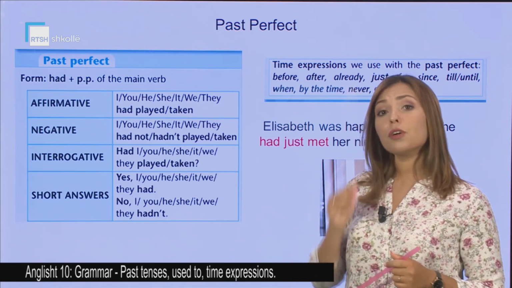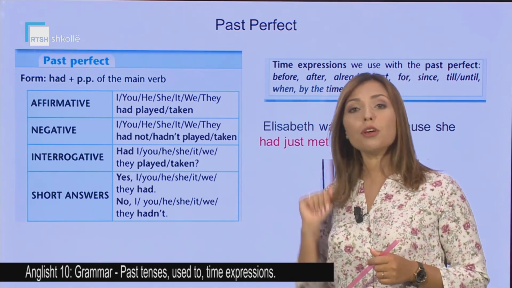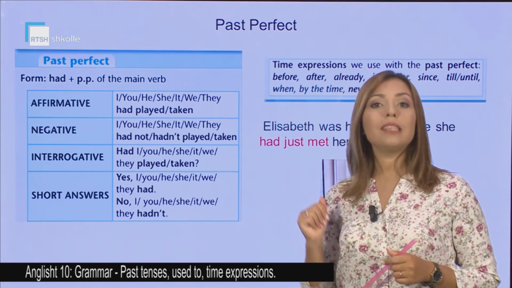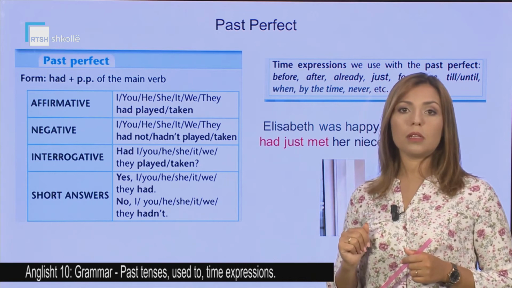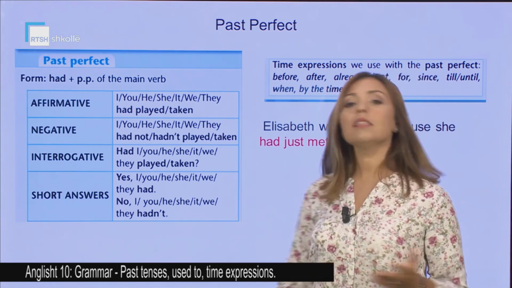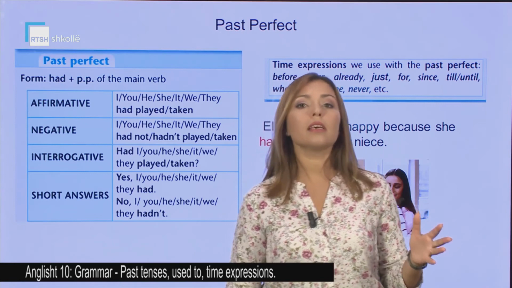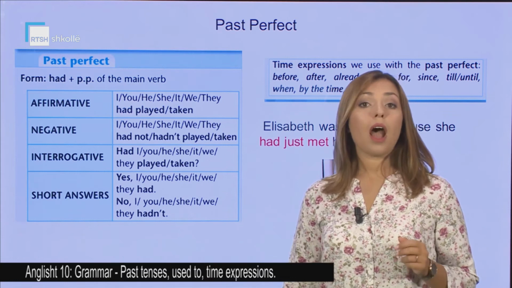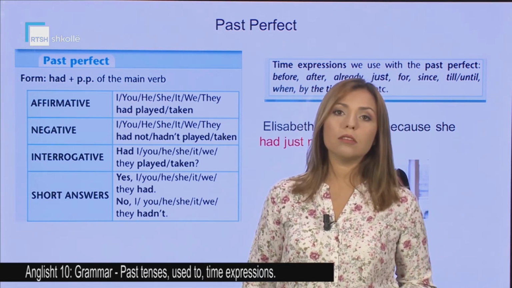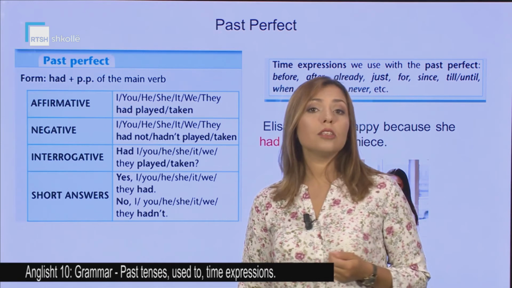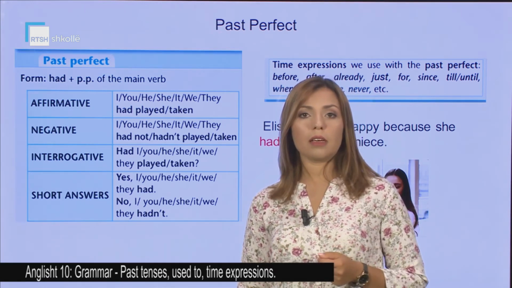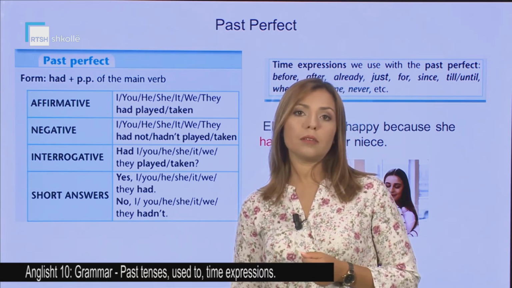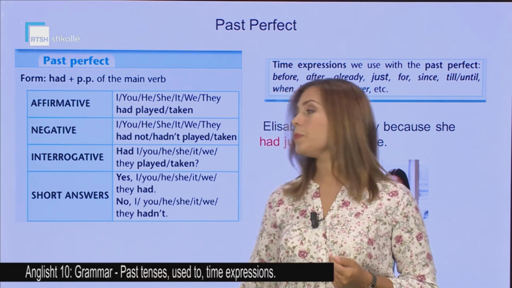The third verb in the 3 columns, the third one. If we have take, took, taken, taken is the past participle. I had taken, and it doesn't change. You had taken, they had taken. The negative form, I had not, or I hadn't taken. He had not, he hadn't taken. We had not, we hadn't taken, or we hadn't played.